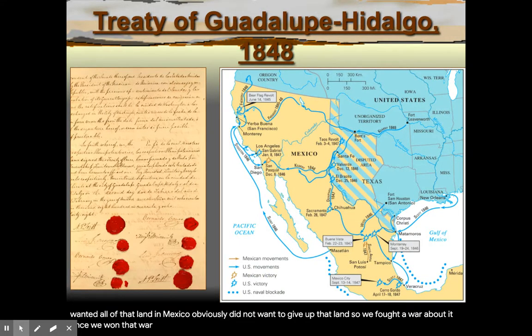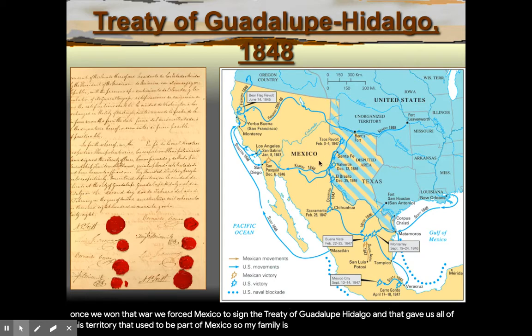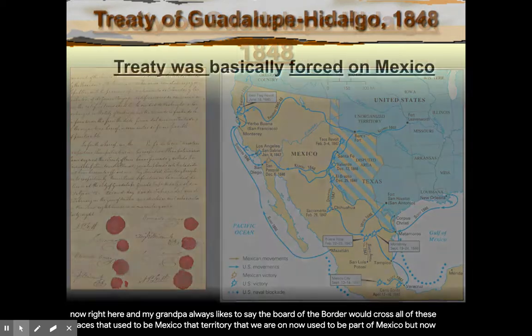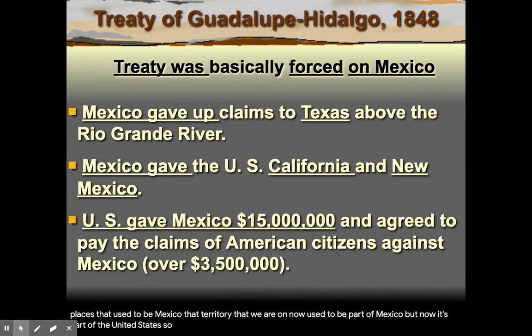Once we won that war, we forced Mexico to sign the Treaty of Guadalupe Hidalgo, and that gave us all of this territory that used to be part of Mexico. My family is actually from New Mexico, this state that is now right here. And my grandpa always likes to say the border crossed us. We didn't cross the border, because the border crossed all of these places that used to be Mexico. The territory that we are on now used to be part of Mexico, but now it's part of the United States. So Mexico was forced to give up Texas, California, New Mexico, what would become Colorado, Nevada, Arizona.